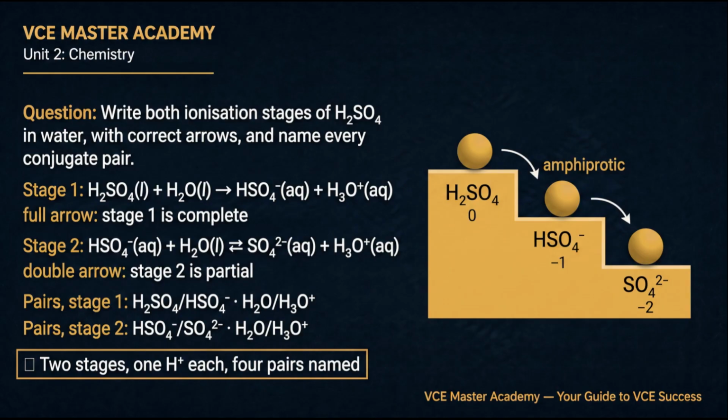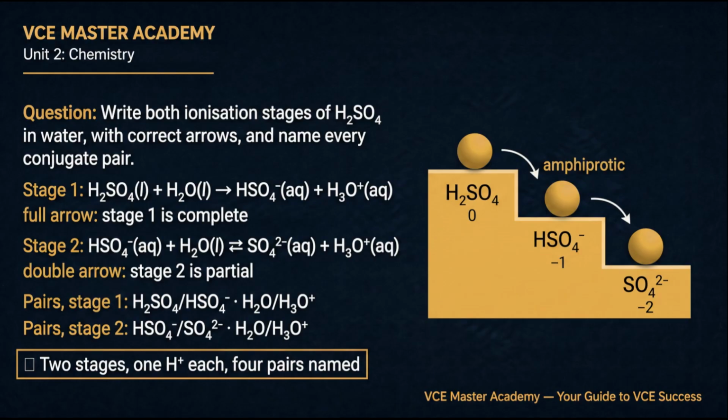Now the pairs. Stage 1. Sulfuric acid and hydrogen sulfate, 1 H apart. Water and hydronium. Stage 2. Hydrogen sulfate and sulfate, 1 H apart. Water and hydronium again. Box it. 2 stages, 1 proton each, 4 pairs, arrows correct.